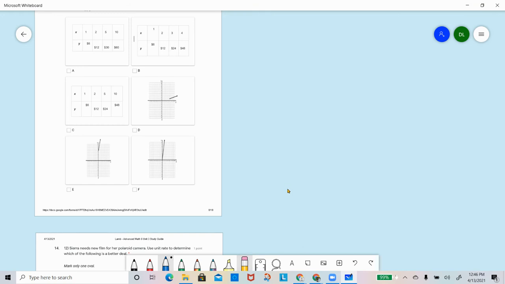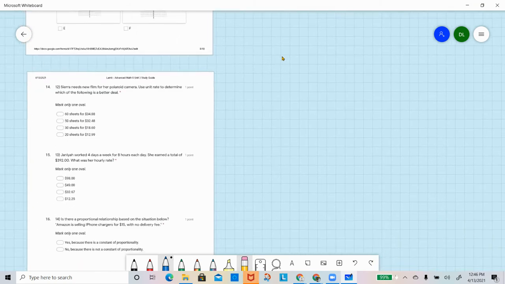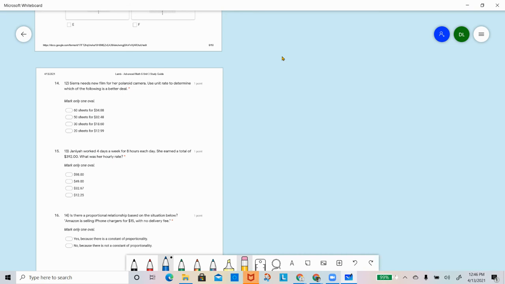Okay, let's move on. We're going to pull this up and do question number 12. Sierra needs new film for her Polaroid camera. The unit rate to determine which of the following is a better deal. So now, again, this means we're going to have to do unit rate for every one of these. So again, grab that calculator, right? It says 60 cost me $34.88. So I put $34.88 in my calculator. I'm going to divide it by 60 because I need to know what 1 costs.